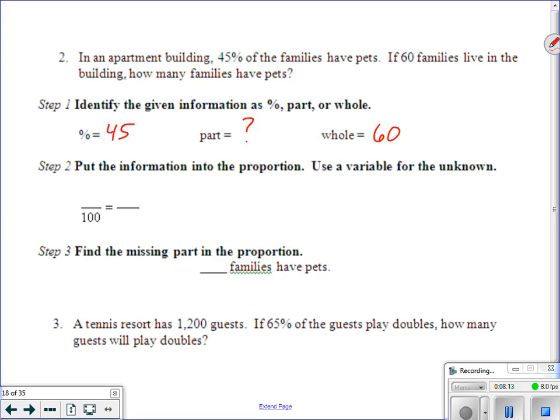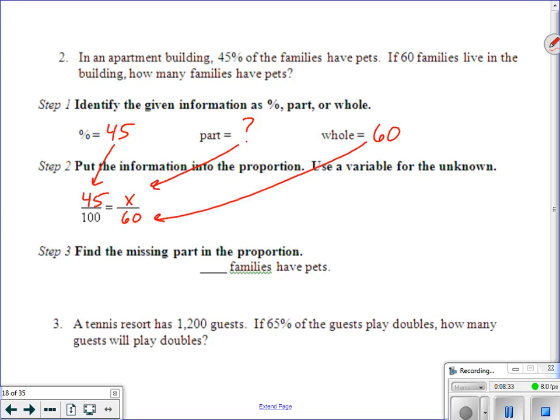So, again, fill in what we know here. The 45 has to go over the 100 because that's the percent. The part, again, we don't know what that is. We're just going to call that X. And then the whole is the 60.